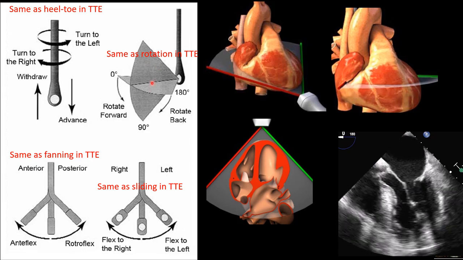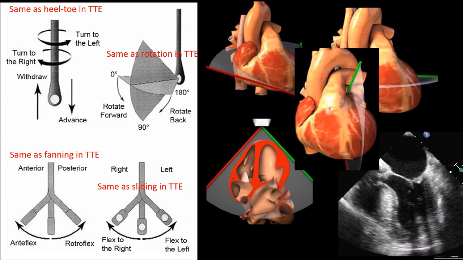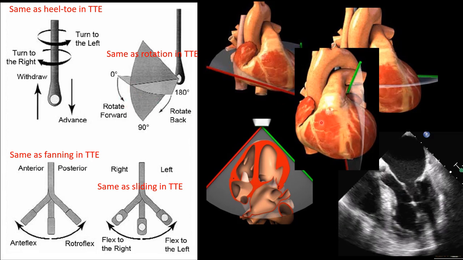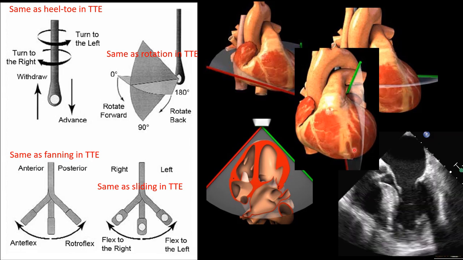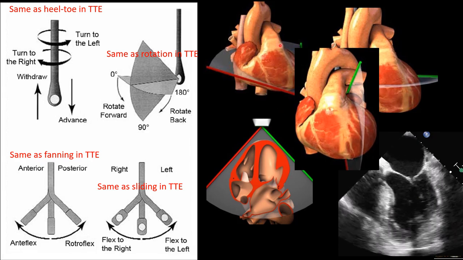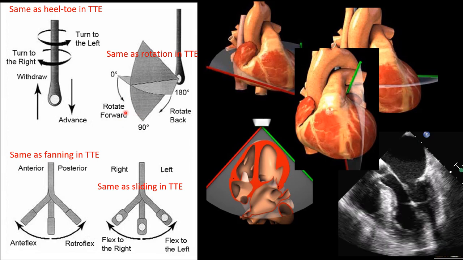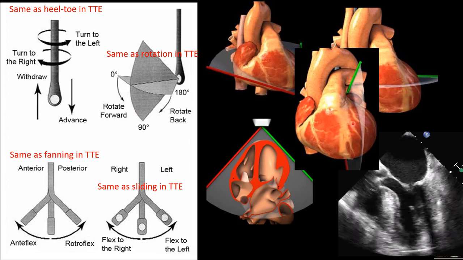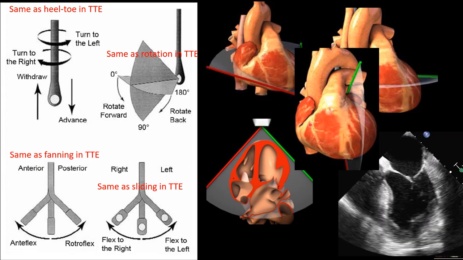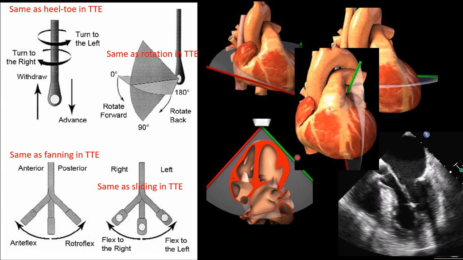Here, for example, is another rotation. For mid-esophageal two-chamber view, we just twist, rotating forward 80 to 90 degrees, and we get the two-chamber view. It's exactly the same in the TTE. We just twist counterclockwise here. Here we call it rotate or twist 80 to 90 degrees forward, and it gives us apical 2. Later, we go over all those views one by one in different cross-sections and different orientations. We talk about them a lot.